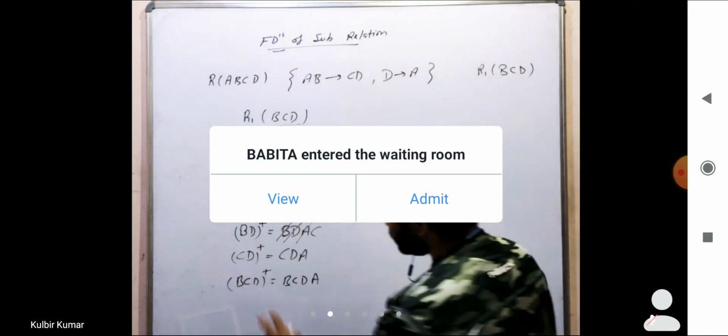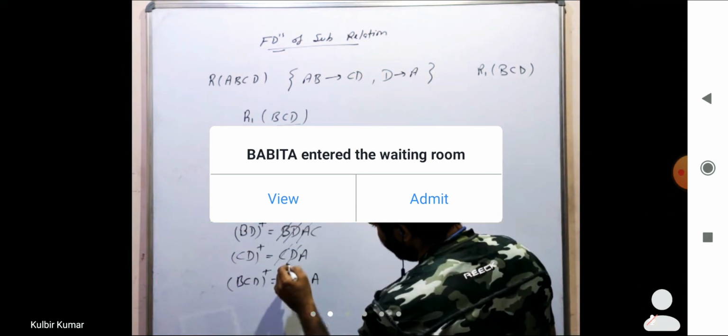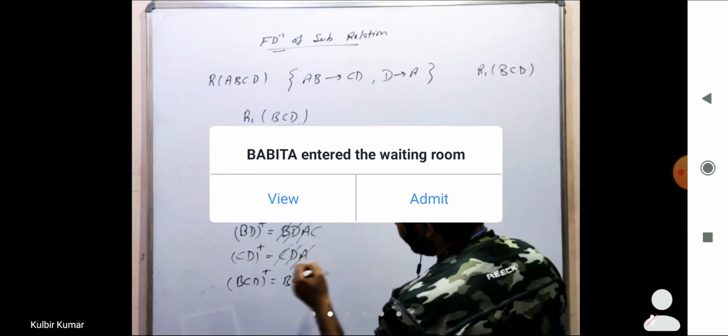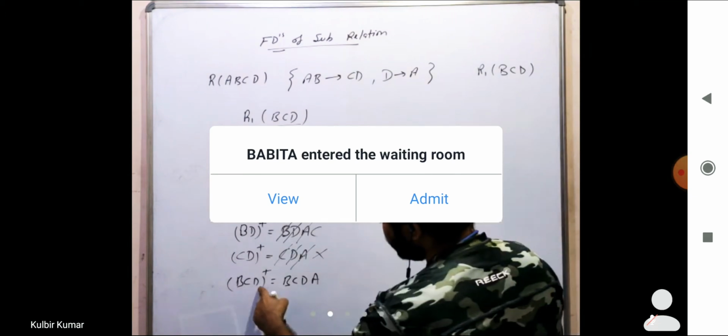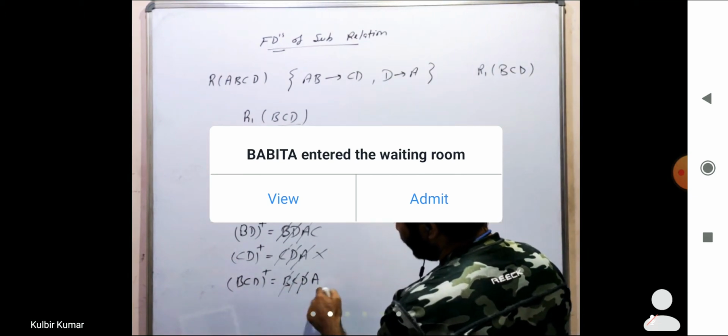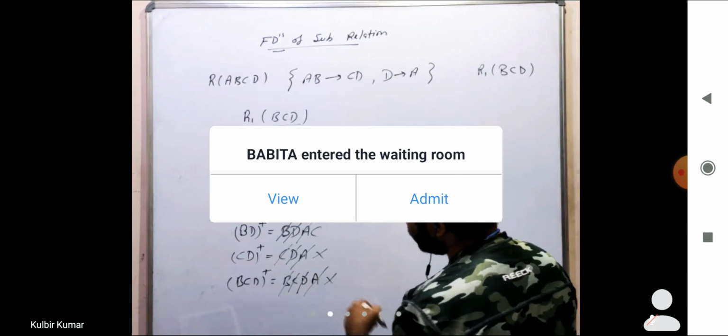What about the next one? CD goes to CD. It is a trivial case, and A is not in the relation. I cannot take this one. What about this one? BCD. BCD is a trivial case, and A is not in the relation. I cannot take this one also.